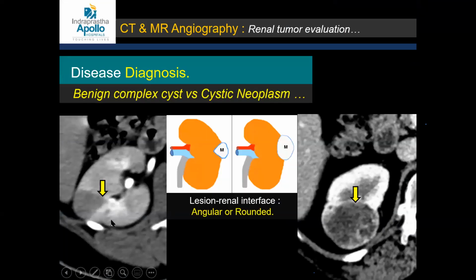Then when it comes to CT and MRI evaluation of a complex cyst versus a cystic neoplasm, this is how you can see the dark, hypodense lesion on CT in the right kidney.